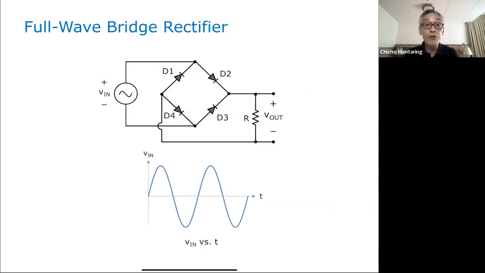What if I don't have a transformer? I can arrange my diodes in what we call a full wave bridge rectifier. So this is the arrangement of a full wave bridge rectifier. Let's analyze the circuit, assuming my input, as usual, is a sinusoidal voltage.